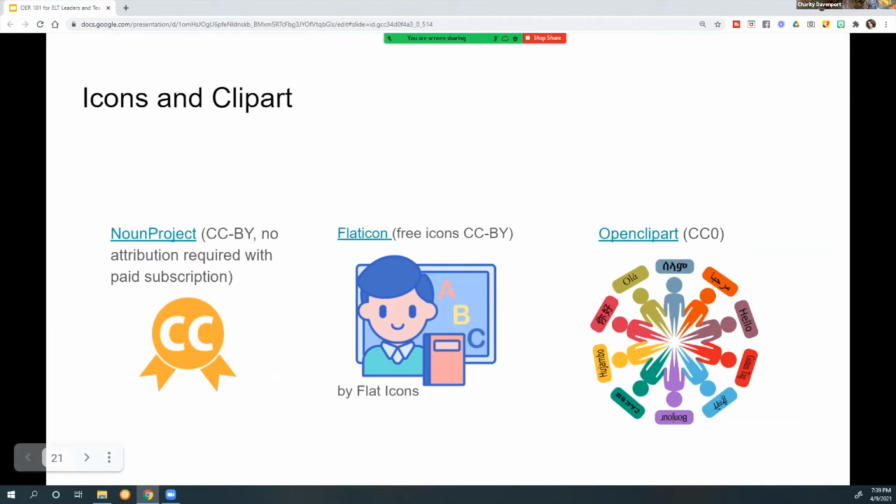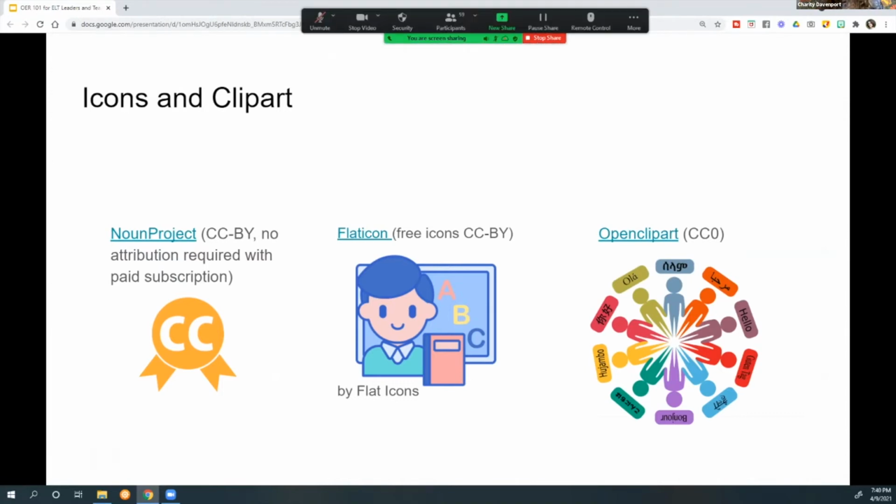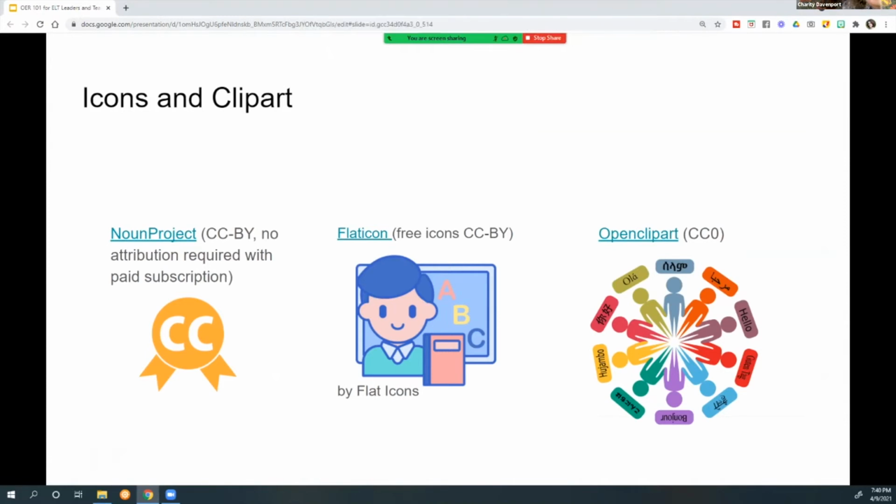Icons and clip art. I like icons and clip art because they're so cute. I like to decorate my materials with them. Noun Project, all of their icons are CC BY, so they're openly licensed. However, if you have a paid subscription, which I do, you don't have to give any attribution. Flat Icons has more colorful icons than Noun Project. They're also licensed CC BY. And then Open Clip Art has public domain clip art that can be used.